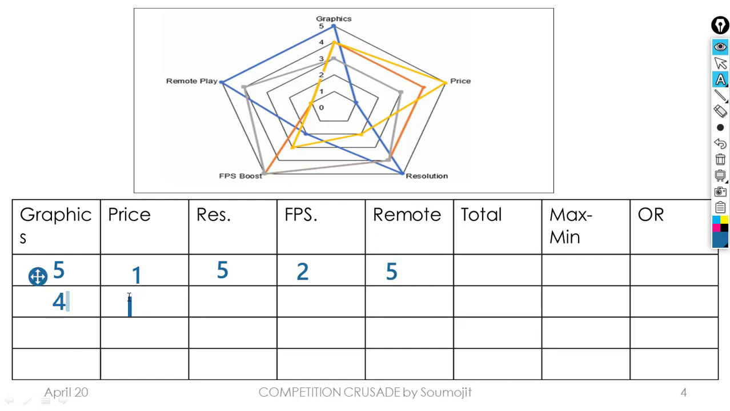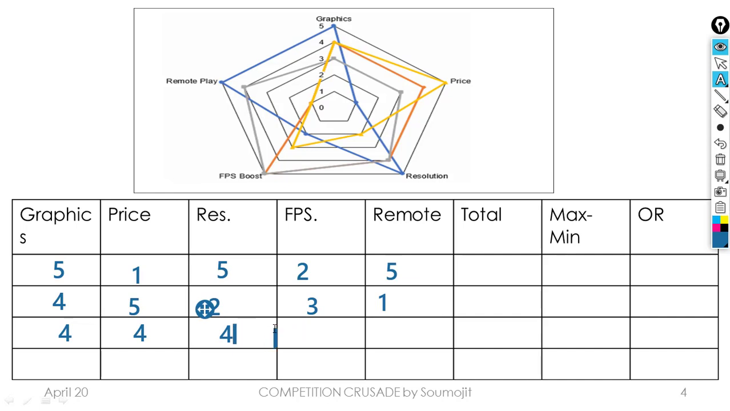So this is 4, this is 1, 2, 3, 5, this is 2, this is 3. You can do that for yourself also. This is 1. Okay, this one is 4, 4.